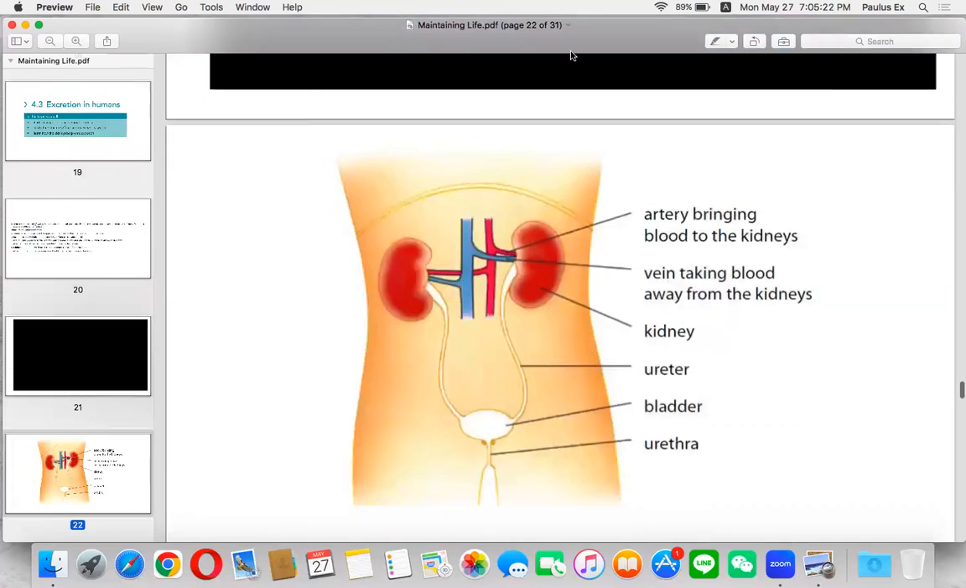Okay, here is the picture. The kidneys are separate, one in your left and one in your right side of the stomach. There are two kidneys in a human being.